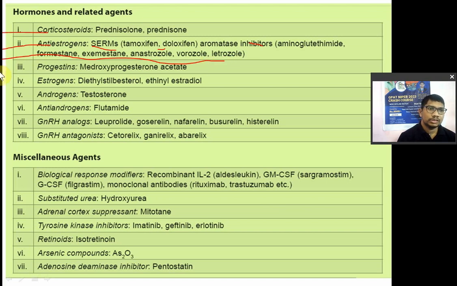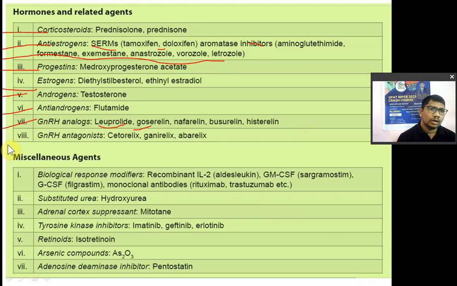Then progestins, in that you have medroxyprogesterone acetate. Estrogens: diethylstilbestrol, ethinyl estradiol. Androgens, in that you have testosterone. Anti-androgens, you have flutamide. Gonadotropin releasing hormone analogs: leuprolide, goserelin, nafarelin, buserelin and histrelin.